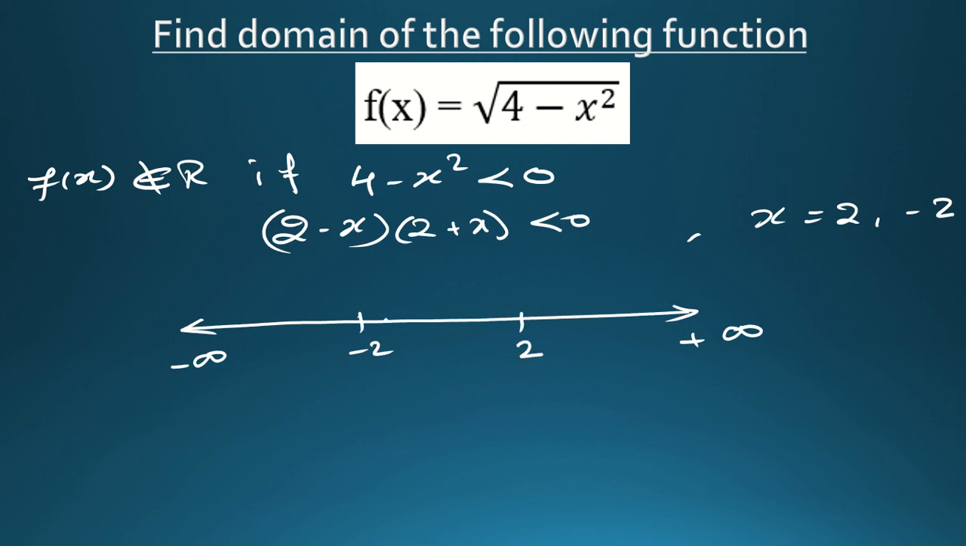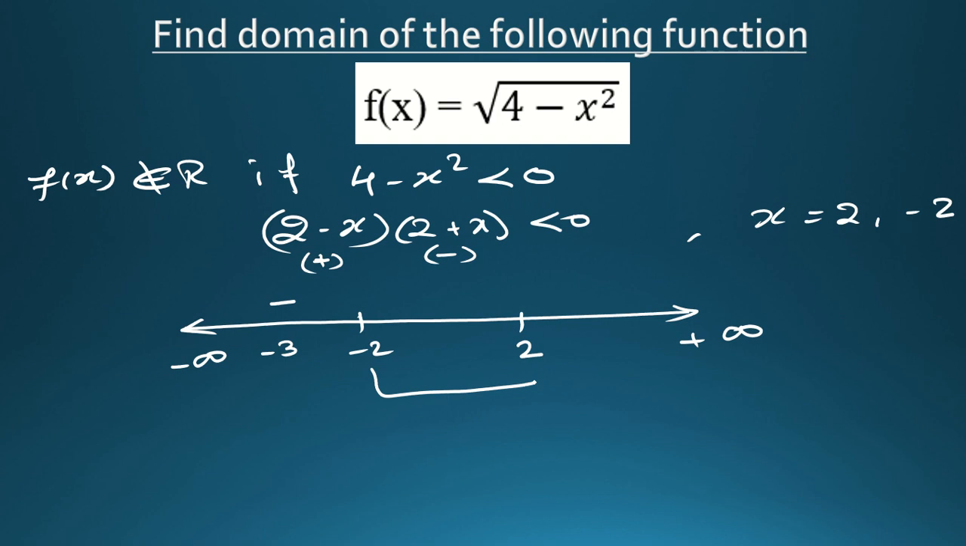Now from minus infinity to minus 2, just take any number, say minus 3, and put minus 3 here. So it will be minus, it will be minus. We are not concerned with their values, just with the sign. If you put minus 3, then it will become positive and the other will be negative. So positive times negative will be negative.